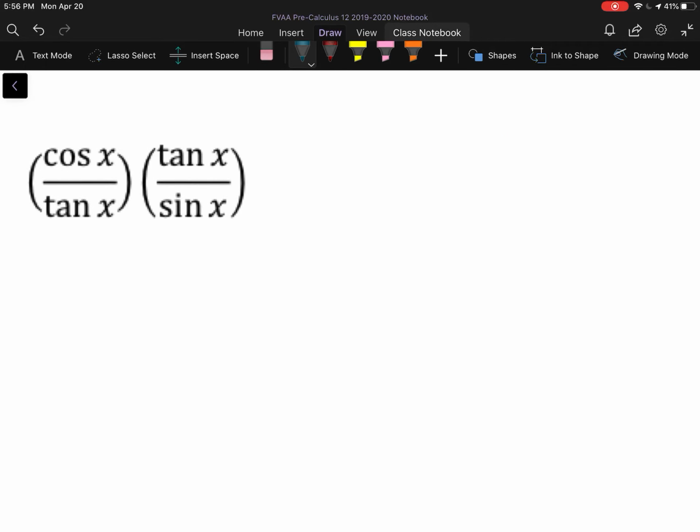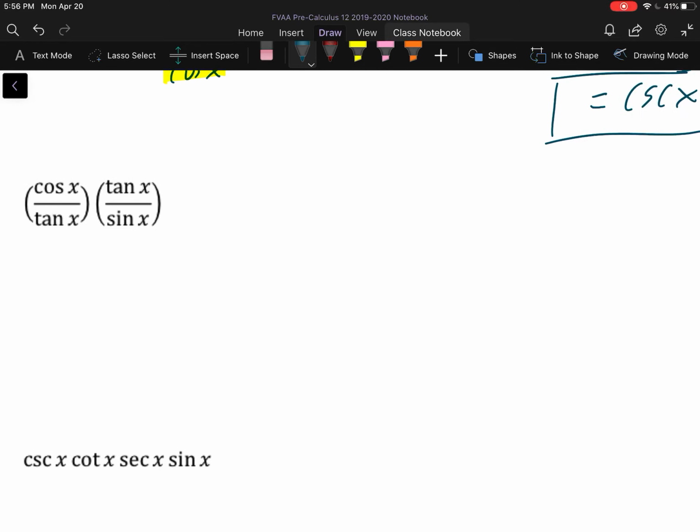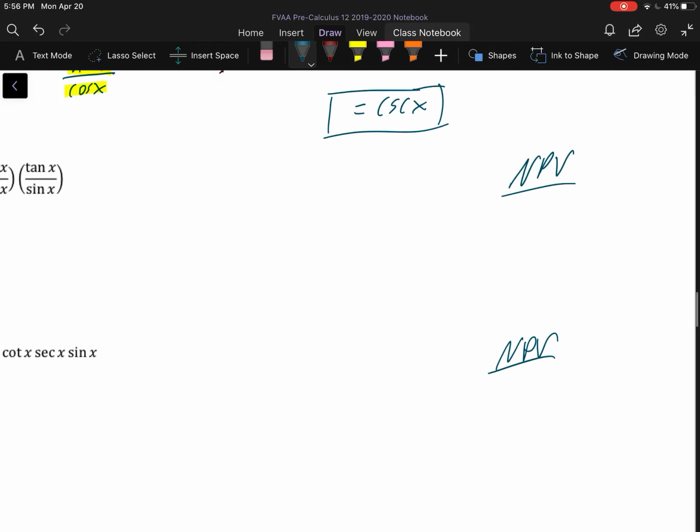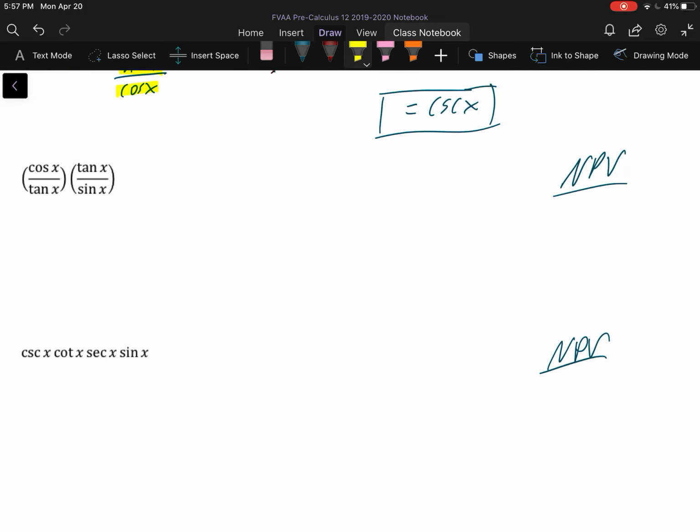Let's try this one. Right off the bat, you can move pretty quickly here. However, because I have tan here, in this situation it does give me non-permissible values. Of course, sine is in the denominator, and tan is in the denominator, and the denominator of tan is cos, and so you end up with the same non-permissible values.